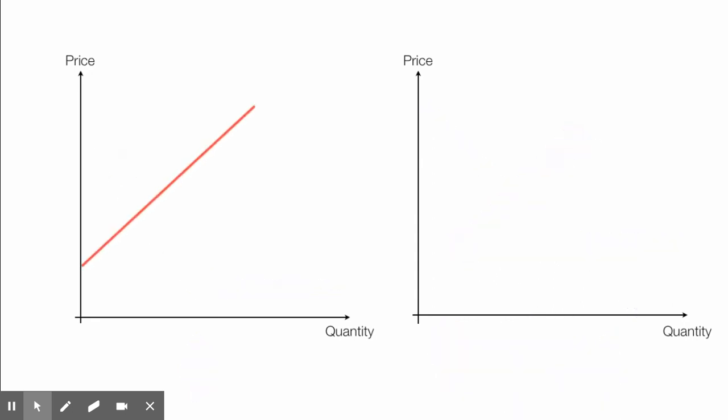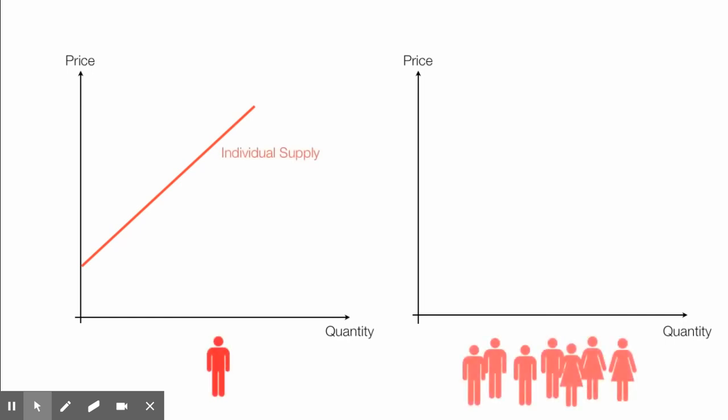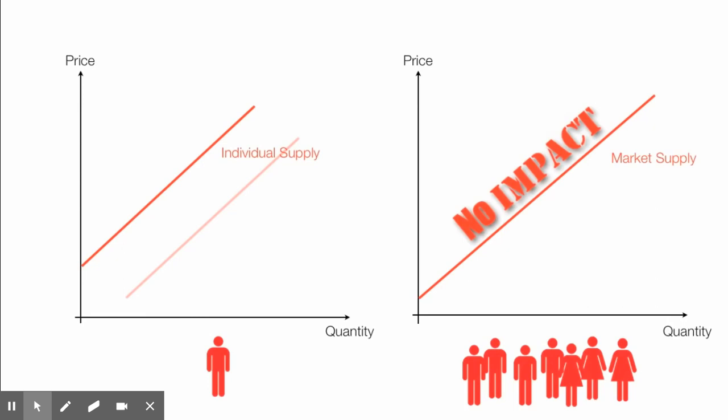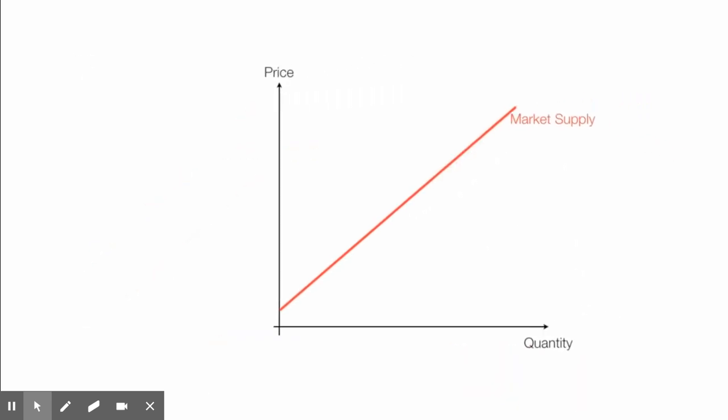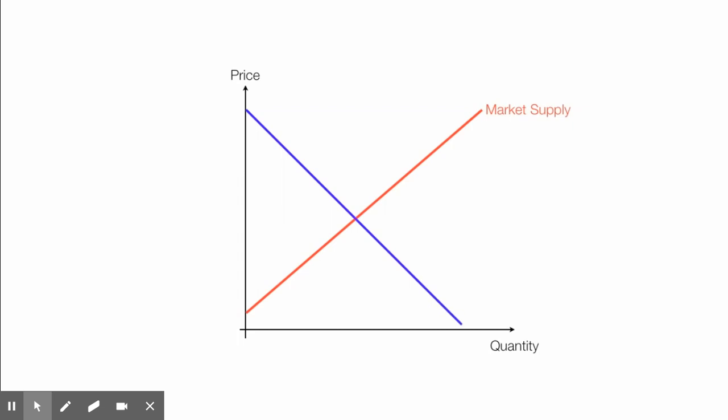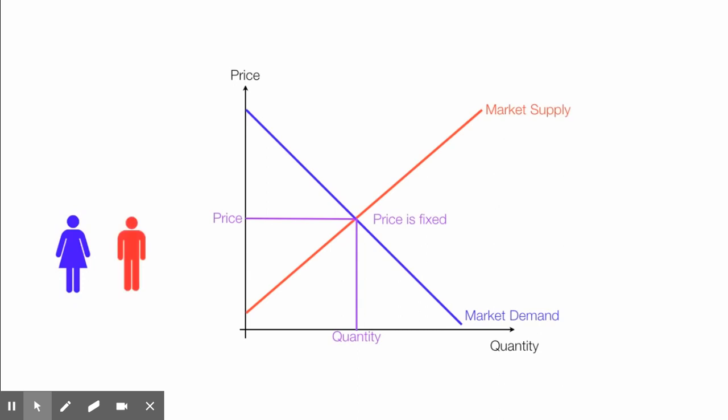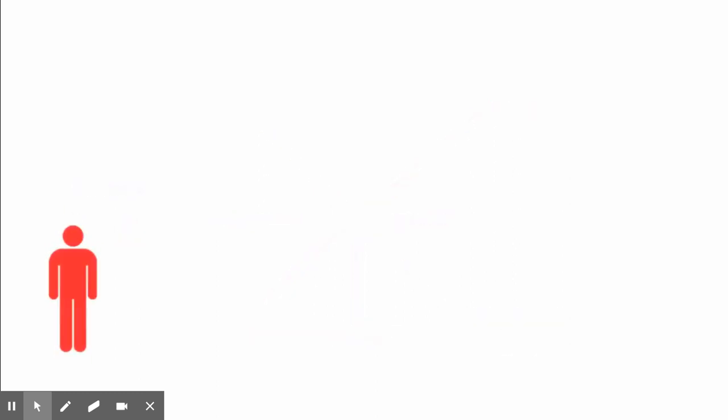Now I'll make the same assumption about market supply. Here's individual supply, one supplier, and a market supply. Changes in individual supply have no impact on market supply. Now, if I draw in market supply and market demand, that's our market price and our market quantity. Price is fixed. In other words, suppliers and buyers see price as fixed and they're price takers.